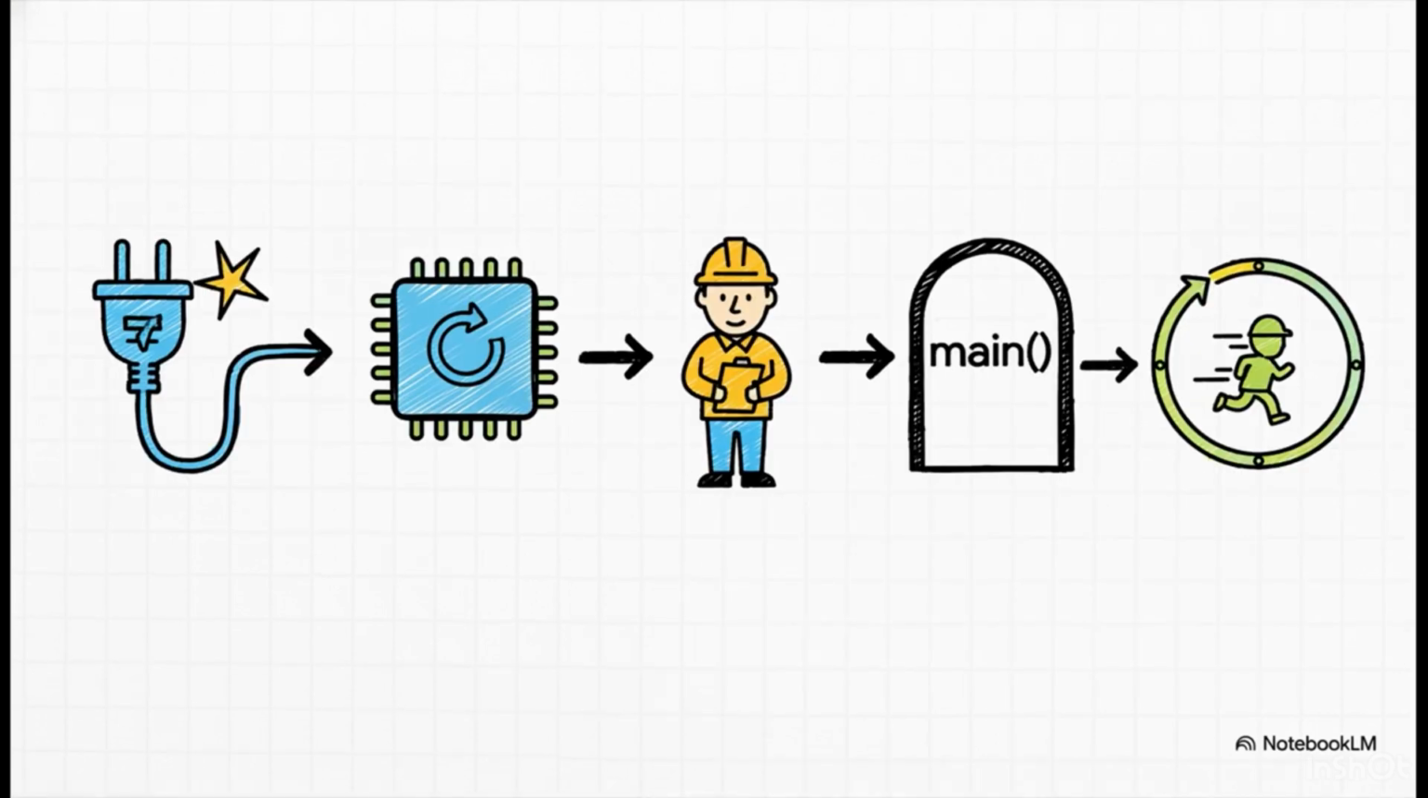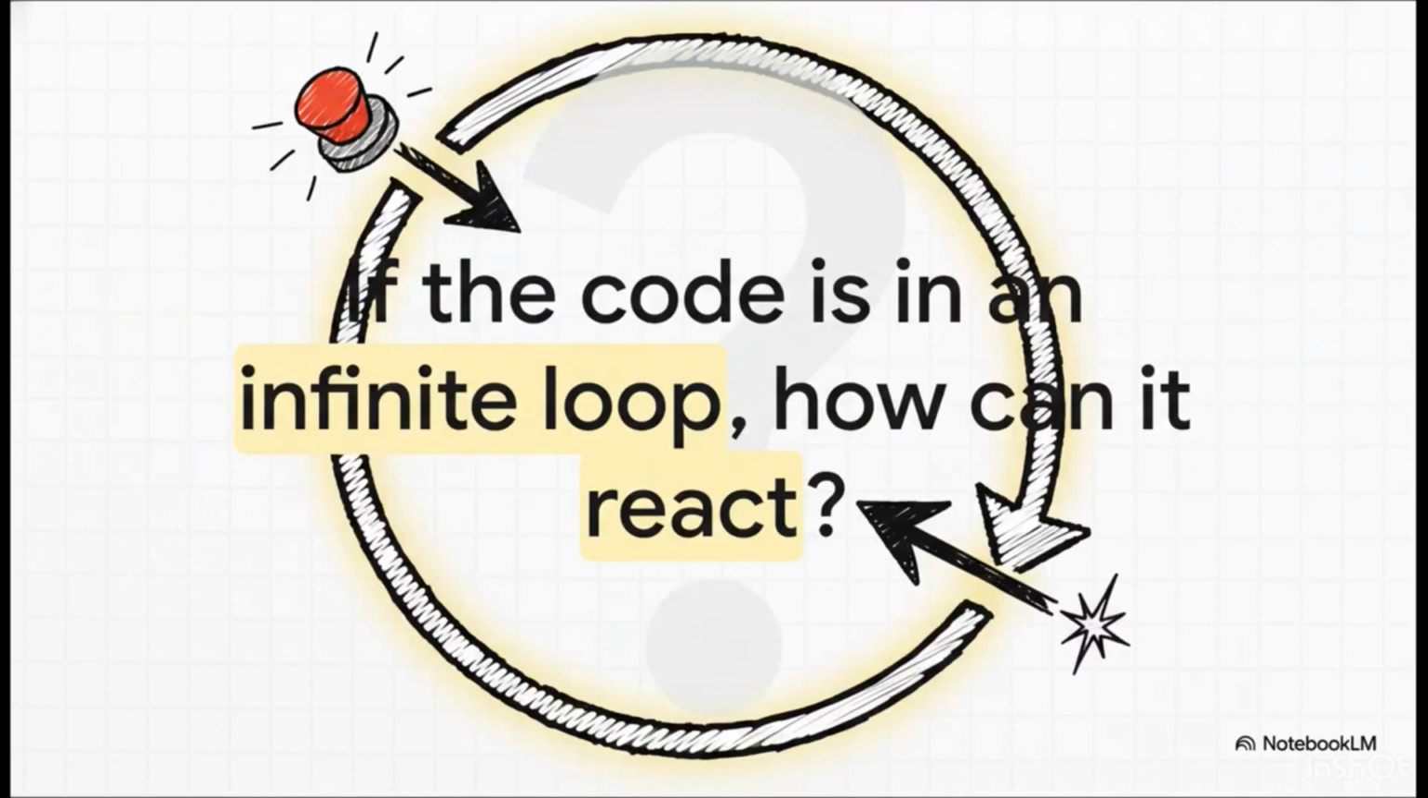And there you have it. That is the entire life cycle of a bare metal program, from start to finish. It goes from the hardware reset at power on, to the startup code getting all the memory ready, to that first call to your main function, and then finally into the infinite loop where it's going to live out the rest of its days. So that's the journey.